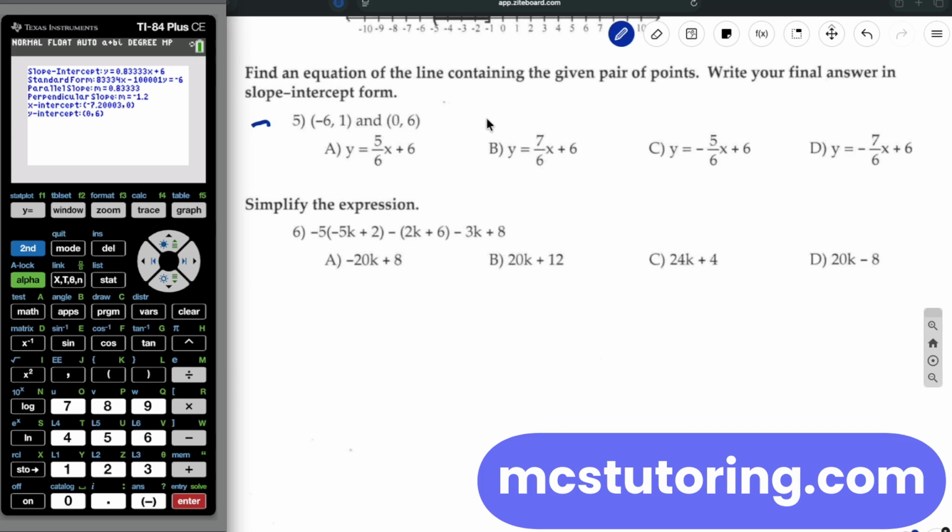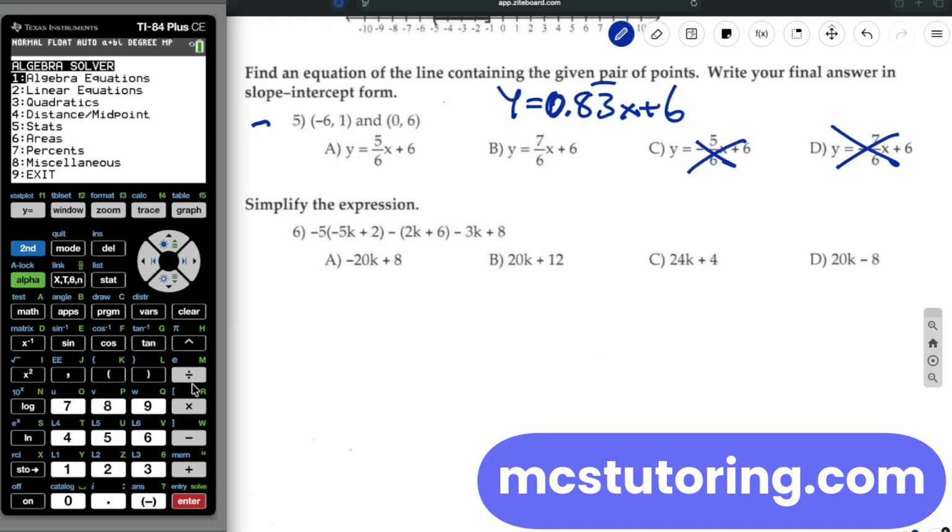So it gives us y equals 0.83 repeating x plus 6. So it's positive, so I know it's not one of these two. Now, here's the trick. You're like, okay, smarty pants, we made this program. How good is it? Check this out. We're going to go to miscellaneous.